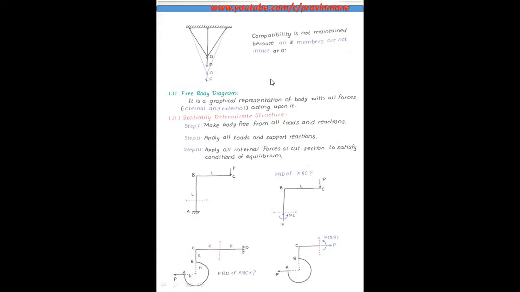If we draw the free body diagram, then we will know what are the different types of forces acting on the body, and then it is easy for us to do the analysis. Now statically determinate structure. For analysis of statically determinate structure, there are different steps to solve the problem. First step, make body free from all loads and reactions. Apply all loads and support reactions. Apply all internal forces at cut section to satisfy condition of equilibrium.